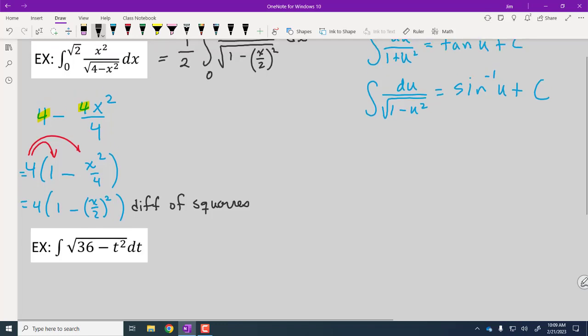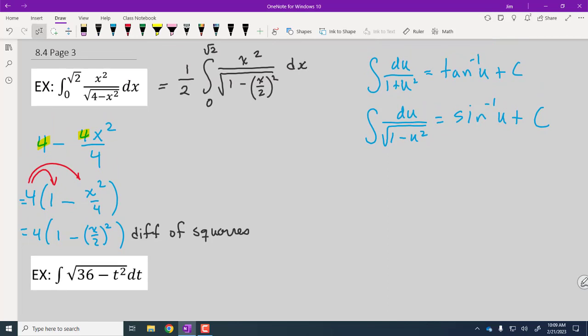Okay, so now we're ready for the trig substitution. So we look up here, let's go with green, and we have a difference of squares. So we want to let the x over 2 be sine, secant, or tangent. We know it's not tangent. Tangent's always the one with the plus. So it's sine or secant. And we have to ask ourselves, is 1 minus sine squared a known identity? Or is 1 minus secant squared a known identity? 1 minus sine squared is cosine squared.